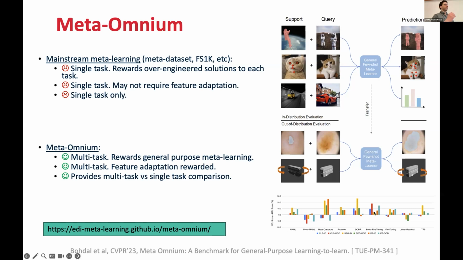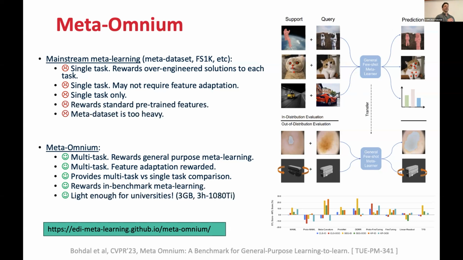Also, the benchmark is set up to let you directly compare multitask and single task meta learners. So you can run separately a one-shot segmentation meta learner and a one-shot key point regression meta learner and a one-shot classification meta learner, or you can try to have a single meta learner that knows how to generalize over all of those things, and you can try and compare the two.